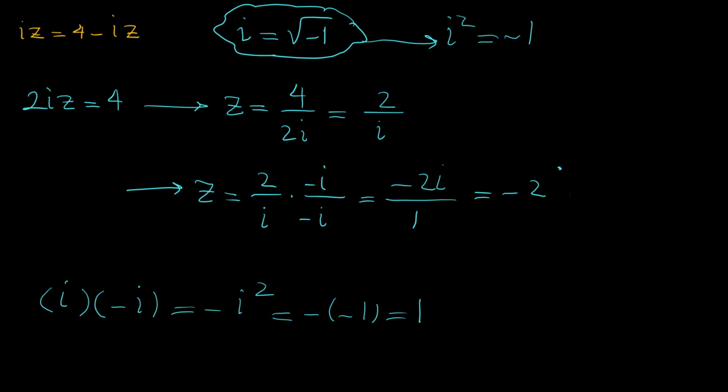Now if you pay attention, this final answer is in the form of a plus bi, where a is 0 and b is the coefficient of i, which is negative 2. Now this is the answer of this equation, z equals negative 2i. Attention, this answer is the same answer as this. These two are the same, but this is the answer that we expect to write when we work in the complex numbers. It should be in the form of a plus bi.